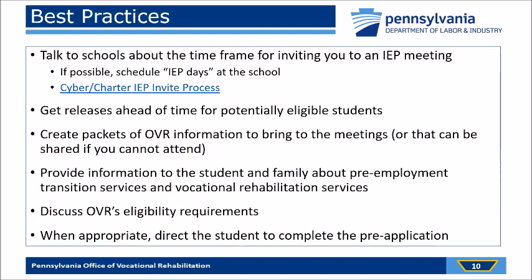At the meeting, provide information to the student and family about pre-employment transition services and vocational rehabilitation services and what the difference between the two is. You can discuss OVR's eligibility requirements and explain how we are an eligibility program and not an entitlement program. And when appropriate, you can direct students to complete the pre-application and show them how to refer themselves to OVR.